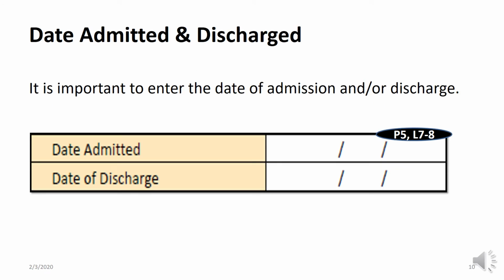Date admitted and discharged. It's important to enter the date of admission and or discharge. A note to nursing homes. It is also important for the facility to submit a complete MS 2126 form to verify the dates to determine eligibility and payment approval. The consumer will not know what this is. It must be submitted by the long-term care facility.